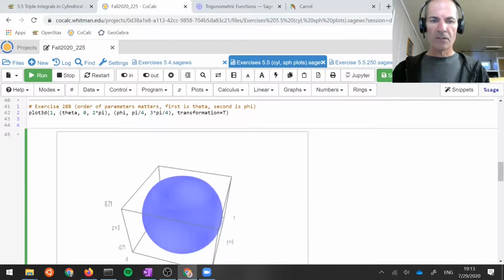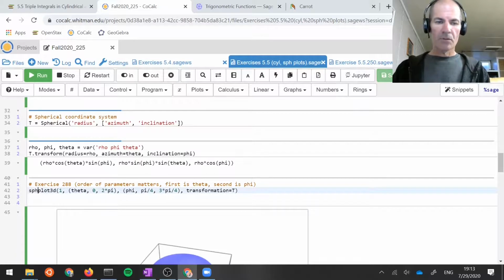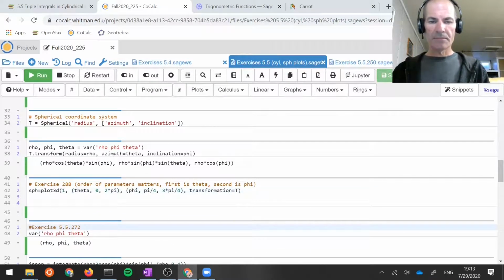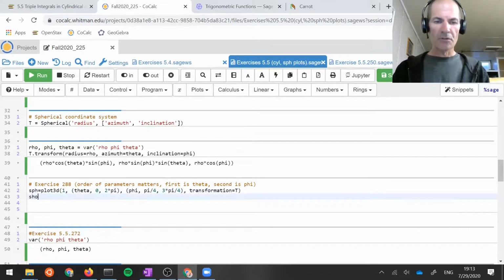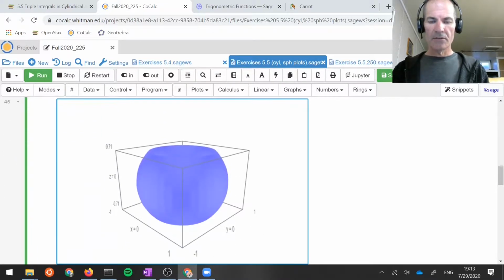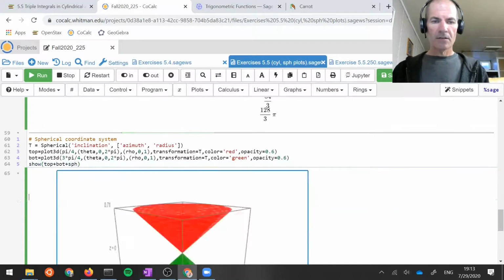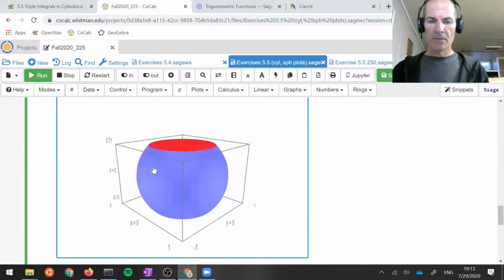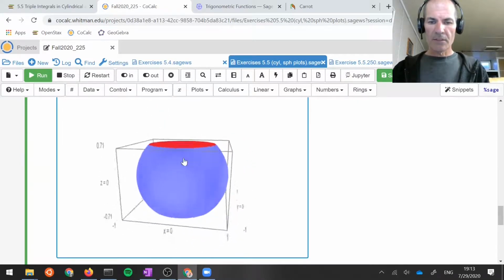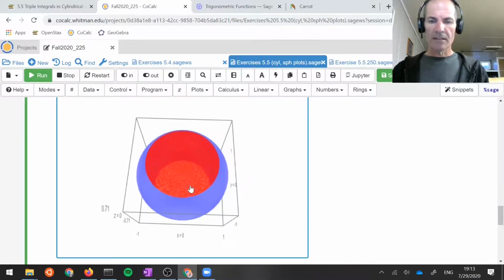Okay, now maybe I'm ready to go stick this inside. Okay, so now I'm going to store that thing in the sphere variable. And there's the sphere still there. And now I'm going to just add sphere to top and bottom. And we get the cone neatly embedded inside the sphere.